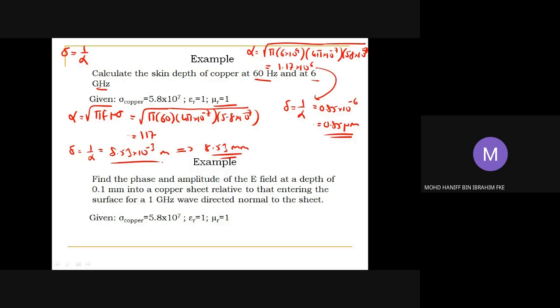And for this next example here, I don't have to proceed with this because the method is similar to what we have discussed before, which is to find the phase and amplitude. Basically, this is based on calculation of alpha and beta, and afterwards find the amplitude and also the phase of the E field wave.